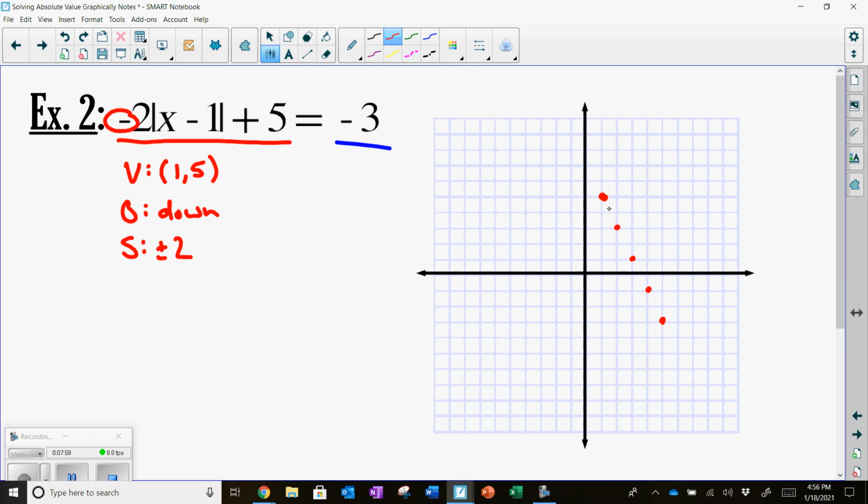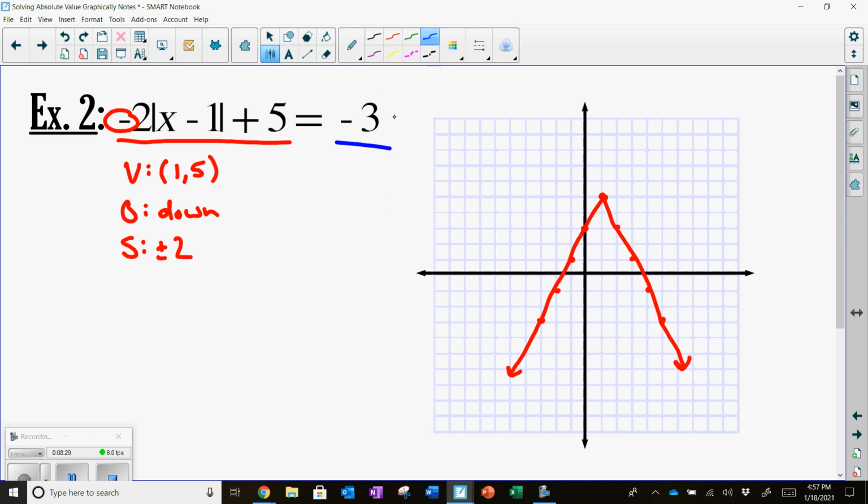Then on the opposite side, I go down 2 and to the left 1, down 2 and to the left 1, and so on. Could I keep going? Yeah. Is it necessary? Nah. What I'm going to do here is play my super fun game called Connect the Dots and make my absolute value graph. Okay, so we got the absolute value. That was the hard part.